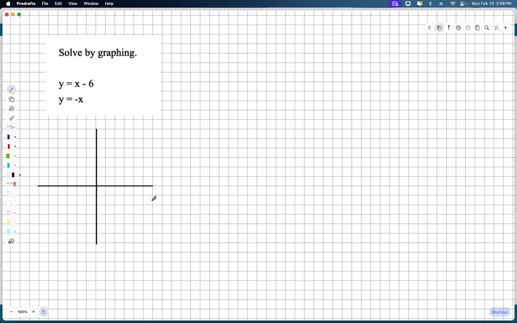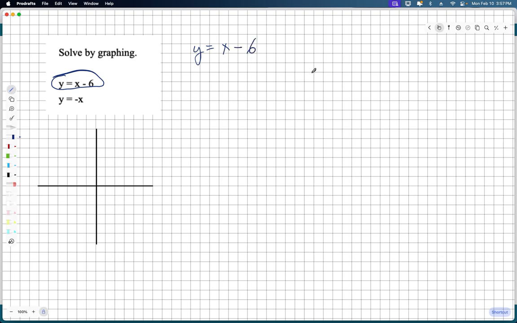right numbers going. So this says solve by graphing y is equal to x minus 6 and y is equal to negative x. So these are each a line. This is a line and this is a line. So I'm going to circle this one in blue. We're going to do this one. Y is equal to x minus 6.